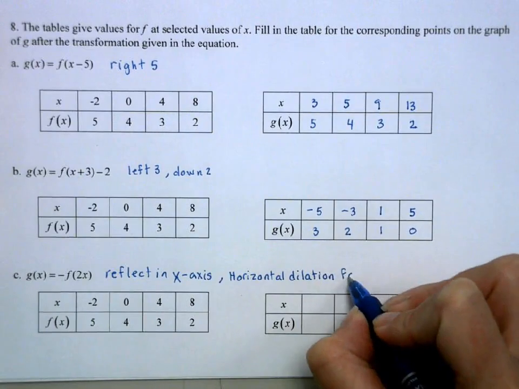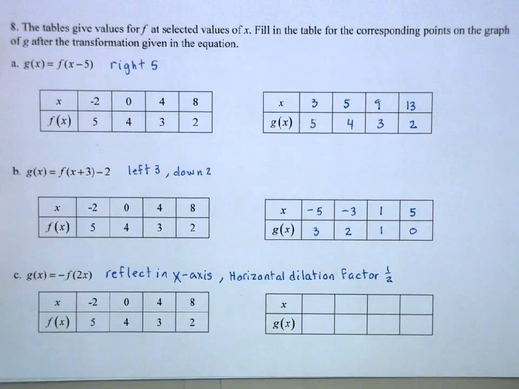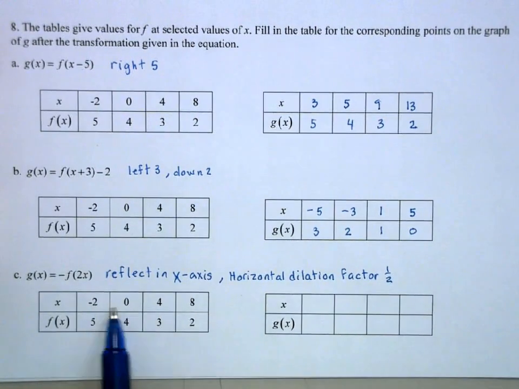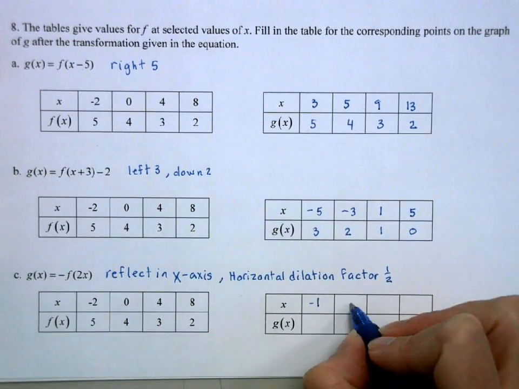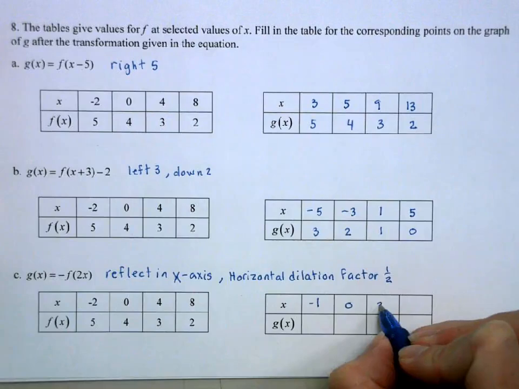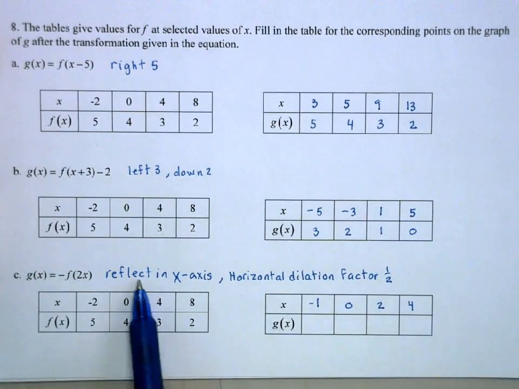That will affect the x values. So for the horizontal dilation of 1/2, that means these values are all going to get cut in half. So this will be a -1, 0 will be 0, 4 is going to become 2, 8 is going to become 4. For the reflection in the x-axis, all of these are going to become opposite.